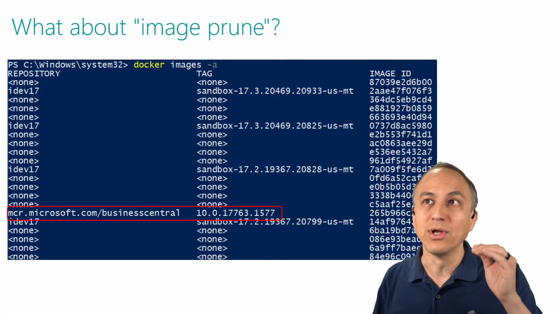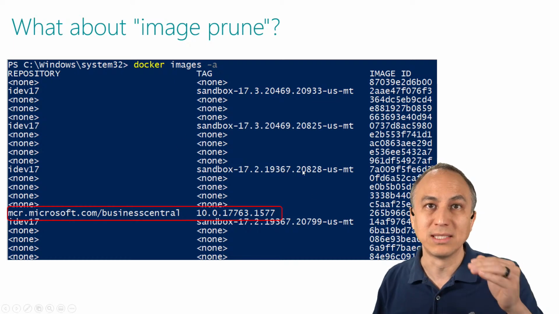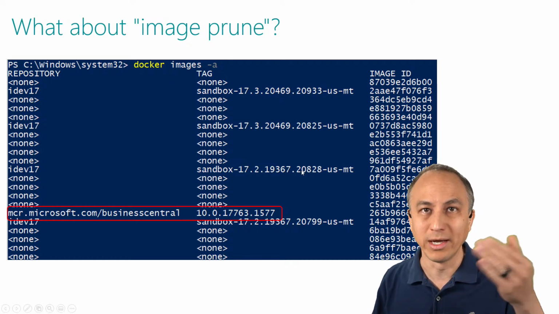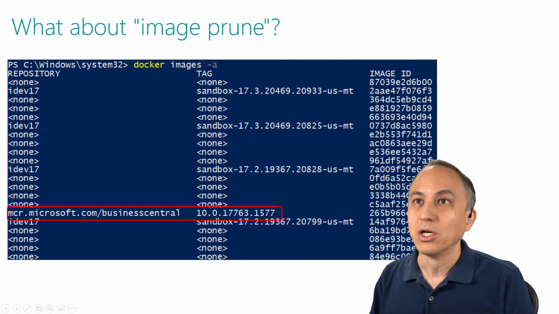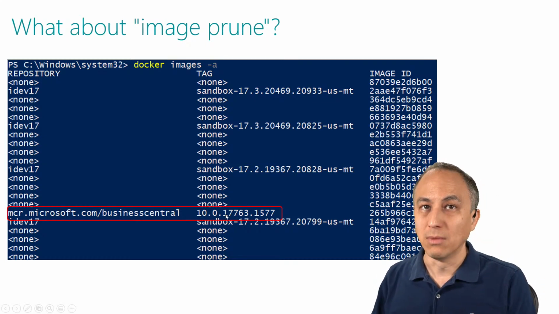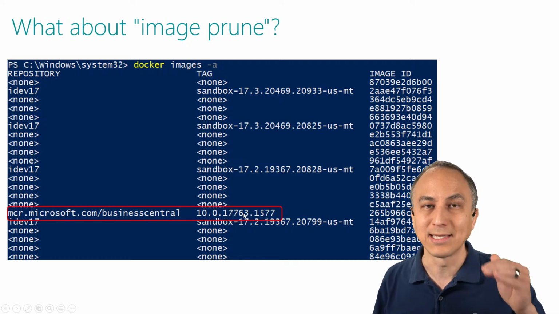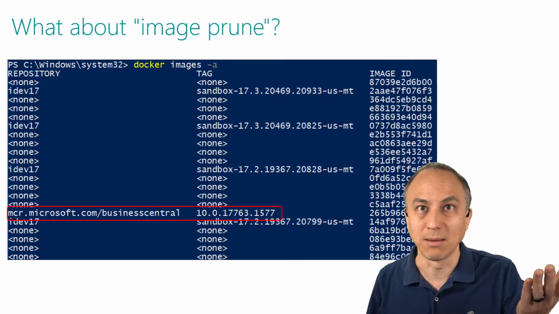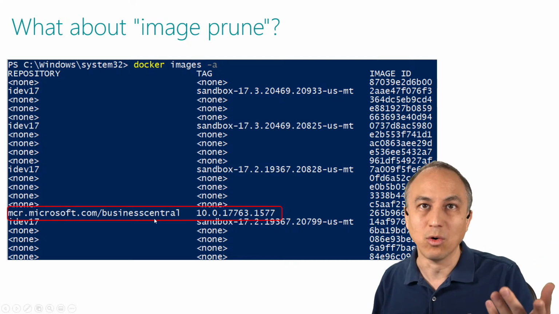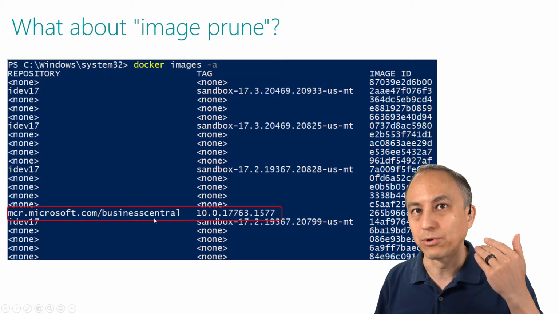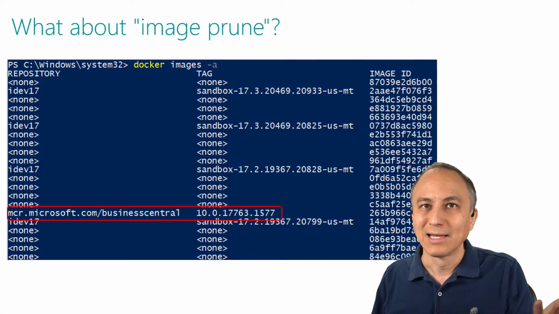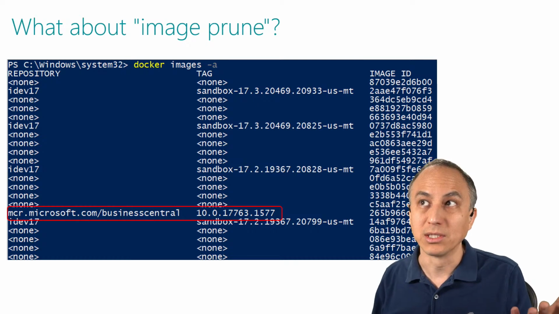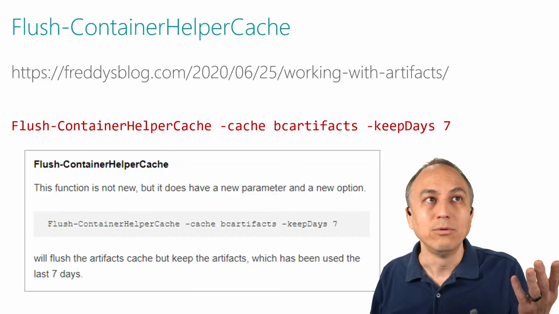BCContainerHelper just needs to download the artifacts for a given build of Business Central, whatever that latest build is or whatever image, whatever version number you're targeting. So Docker image prune, my experience has been that it will clobber this because this image is not tied to a running container or even a stopped container. So it looks like an orphaned unused image, and image prune will clobber this, and you've got to re-download the OS image all over again. Kind of defeats the purpose of images. So, oops.